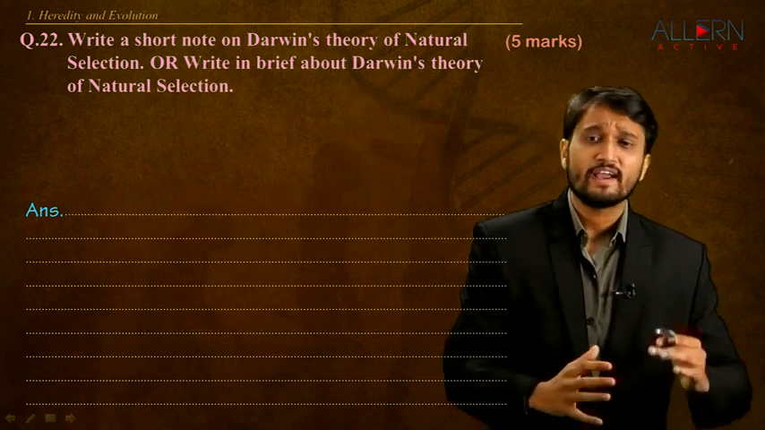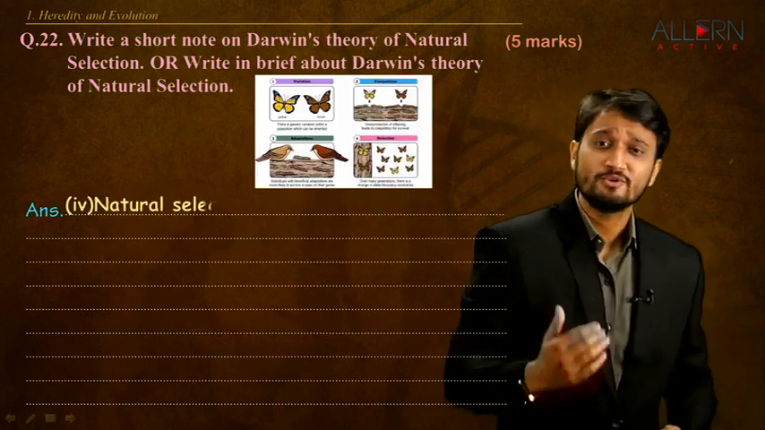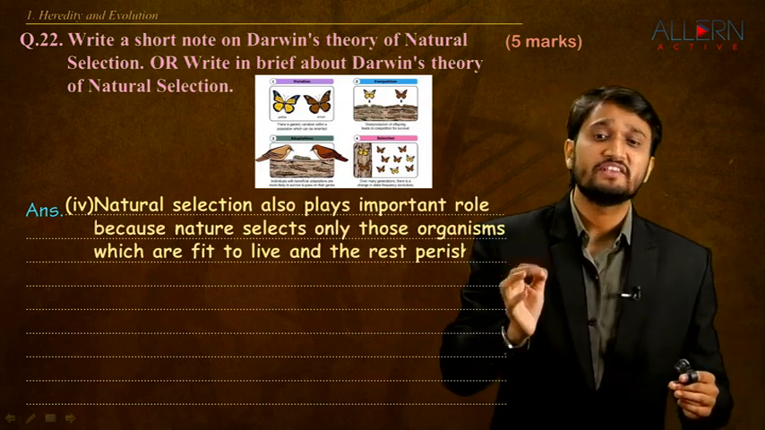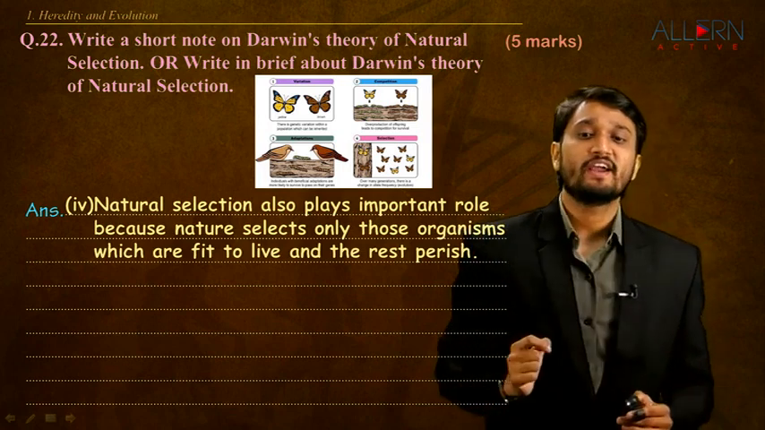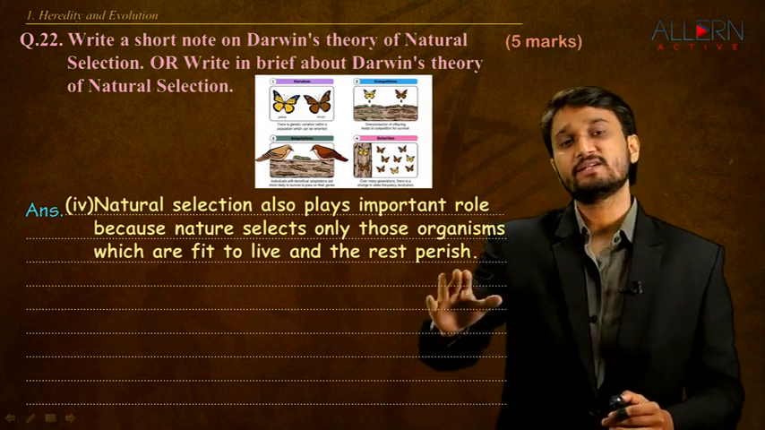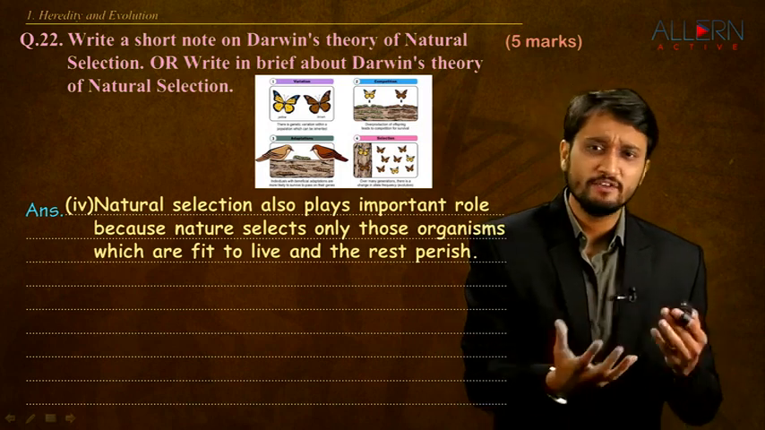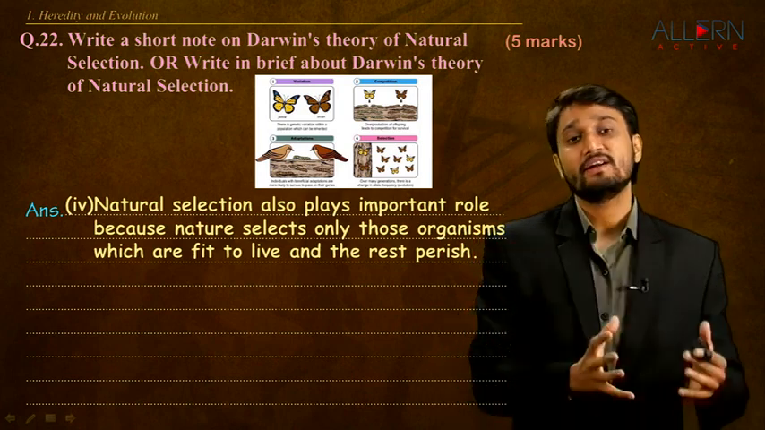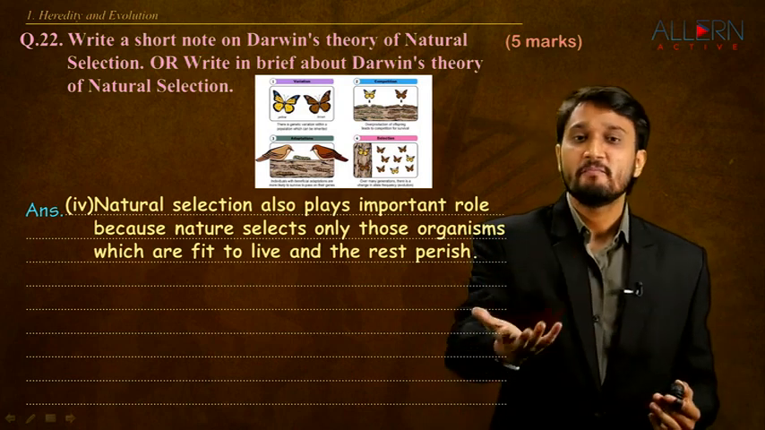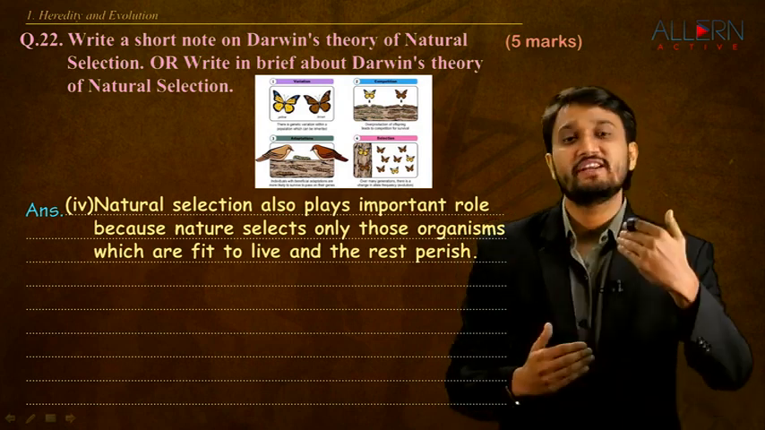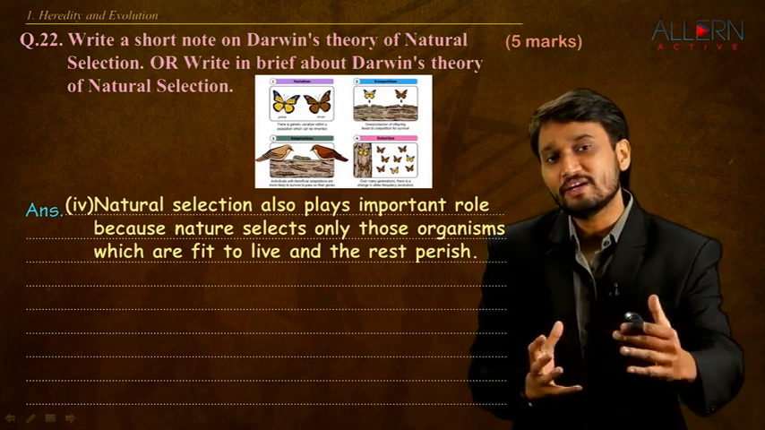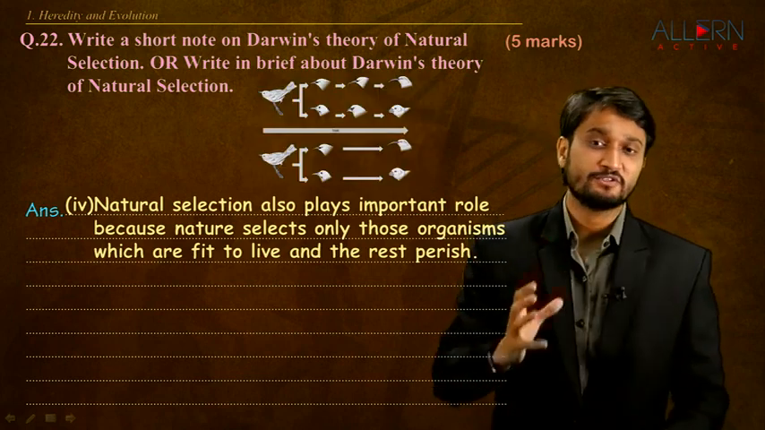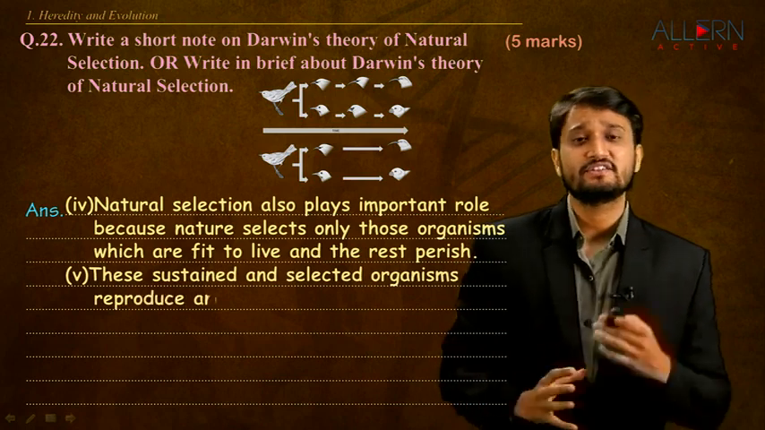Right? These organisms that remain alive are able to pass on their DNA to the next generation. So natural selection also plays an important role because nature selects only those organisms which are fit to live and the rest perish. Nature obviously will select the fittest individual because the ones that are not fit will not be able to remain alive, hence they die, which means they perish. So their DNA never makes it to the next generation. The next generation will not show characteristics like these creatures who went extinct. Right? A very, very important process of natural selection, eliminating creatures that cannot adapt.